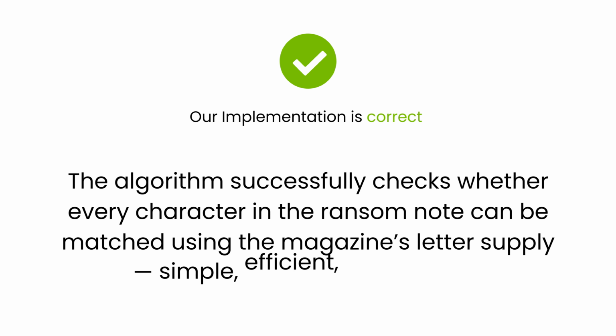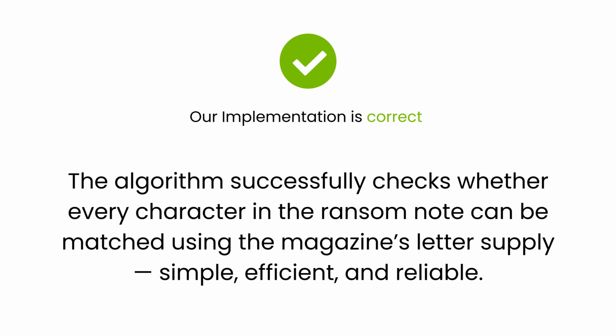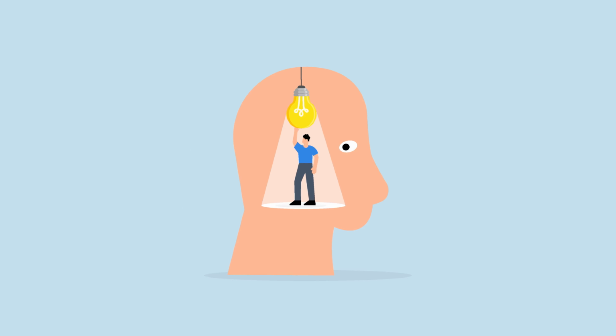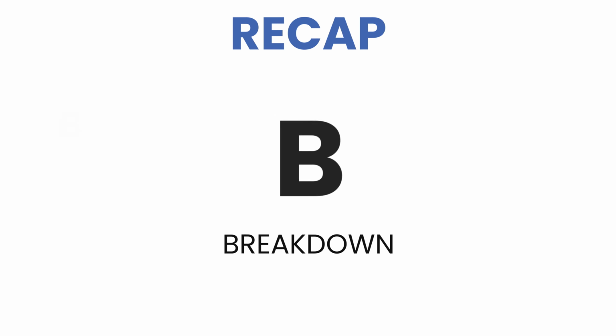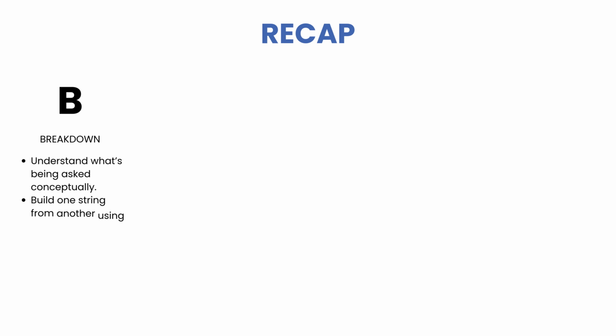The algorithm successfully checks whether every character in the ransom note can be matched using the magazine's letter supply. Simple, efficient, and reliable. So, let's wrap up what we learned from this classic ransom note problem. It's a simple yet clever test of understanding how to use counts efficiently. Breakdown recap. We started by looking at what the task really means. We need to see if we can build one string entirely from another, using each letter only once.